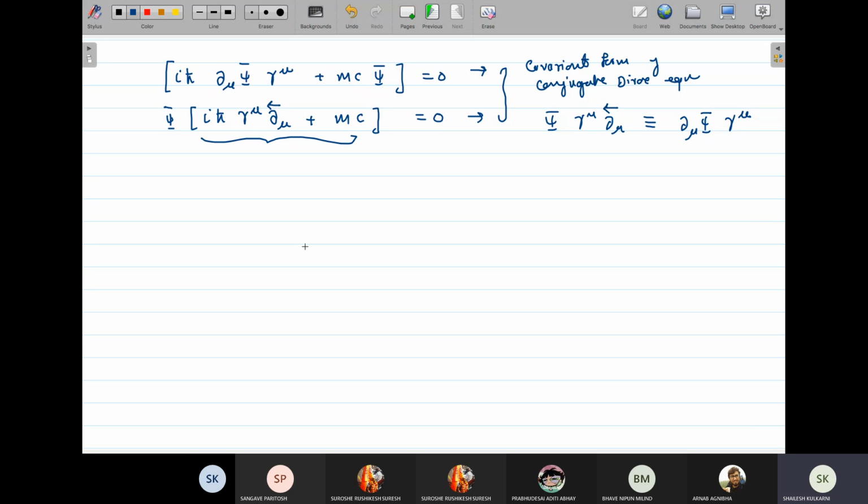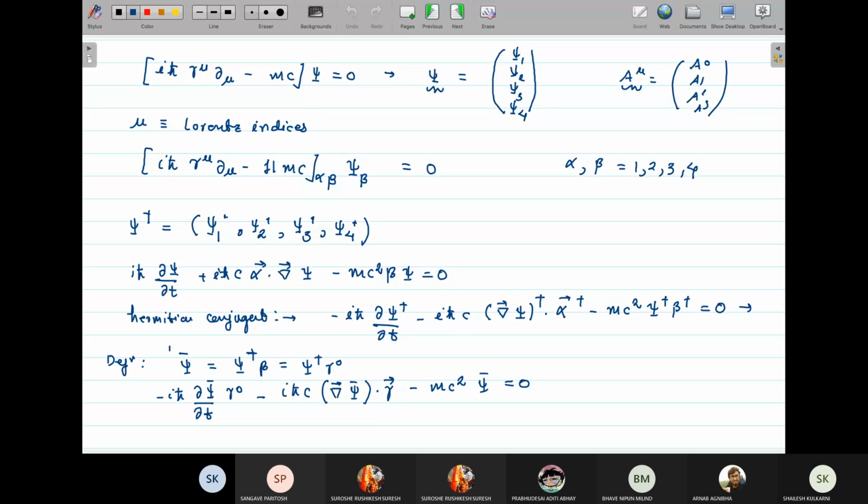We'll come to this ψ̄ later on again, but note this definition. Now let us use this expression. Sometimes I will use this expression, sometimes I will use the covariant equation, whichever is convenient. Both are the same. So let me rewrite this conjugate equation in non-covariant form.